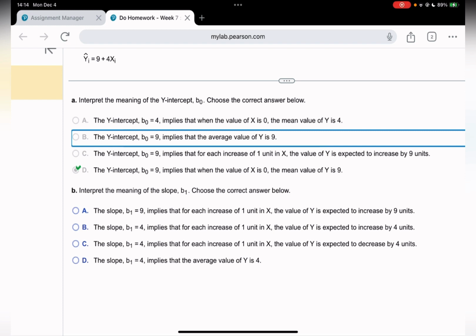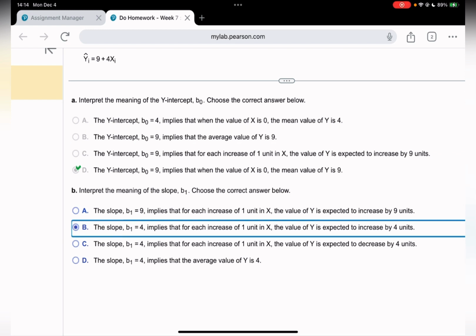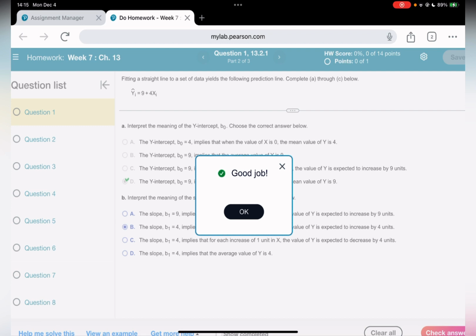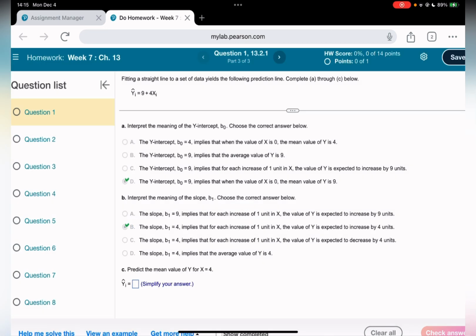Yes, because we have a positive slope, right? Plus 4. So for every 1 unit change of x, y is going to increase by 4. Slope is 4. Okay, it's going to be B. C is not going to be because it says decrease by 4. When would C be true? When I would have minus 4x1. Okay, and D is nonsense. It's not for our case. Okay, moving to the next one.